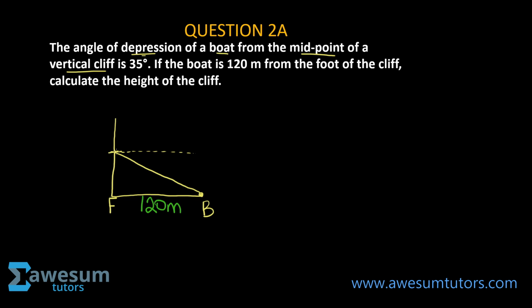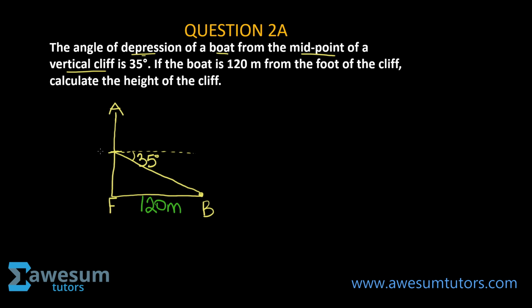Take note, this is the middle of the cliff, and this is your normal eye level at the middle of the cliff. And the angle of depression, because you are looking down towards the boat, is 35 degrees. Very good, guys. Now the question says calculate the height of the cliff. This is the cliff right here, from here to here. I can call this A. That means the height of the cliff is from A to F.